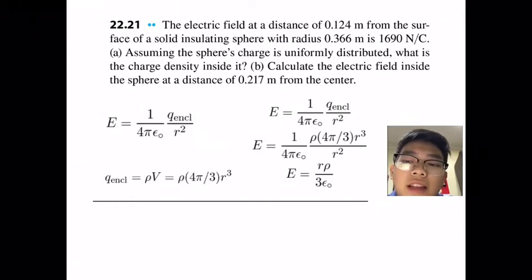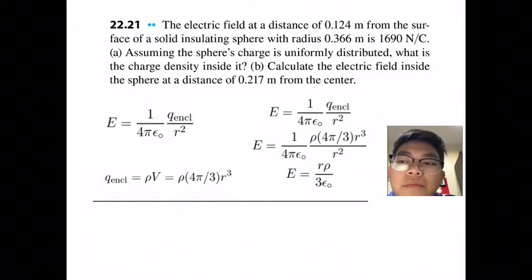So we end up with the final equation of 1 over 4 pi E naught multiplied by P times 4 pi over 3 r cubed over r squared. After taking out the common factors in the numerator and denominator, we end up with the electric field being equal to r P over 3 E naught, with r representing the distance from the center to the end of the electric field, P representing the density, and E naught representing the constant, which is 8.85 times 10 to the negative 12.